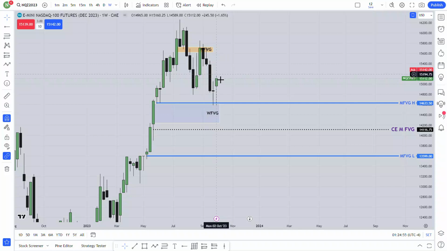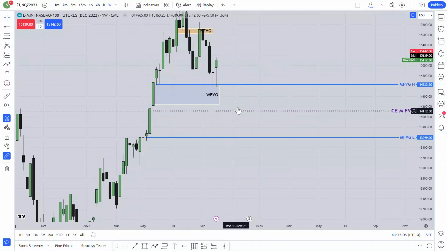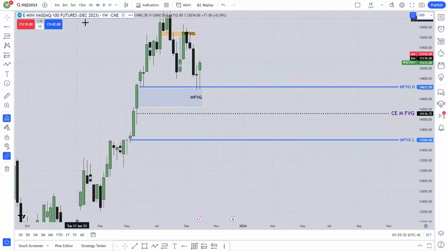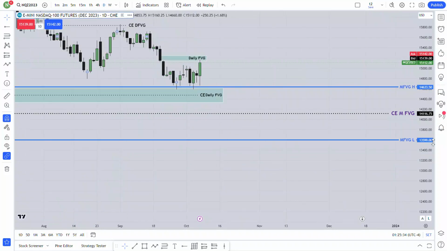I want to see how the consequent encroachment of this weekly fair value gap works. I would like to see the market go to the consequent encroachment of this fair value gap, then start to break lower again, and trade the weekly fair value gap, also the consequent encroachment, and there is also the consequent encroachment of the monthly fair value gap. There is a volume balance as well. So all of this area I will look for. Let's go to the daily chart first.